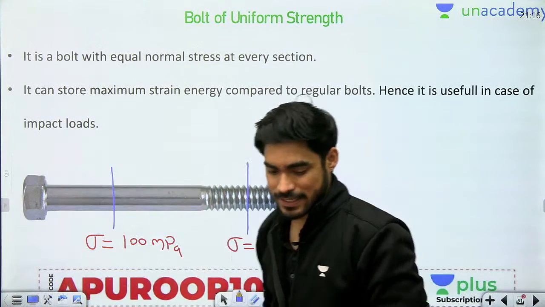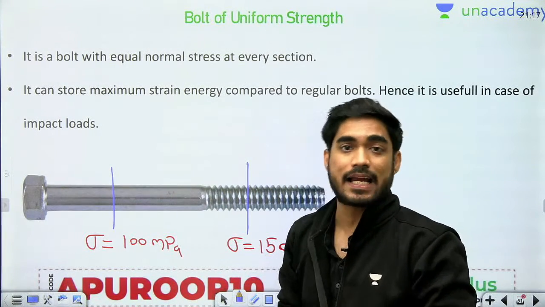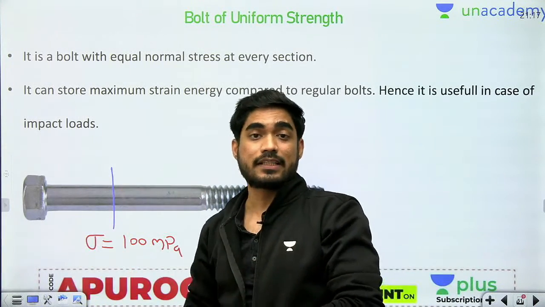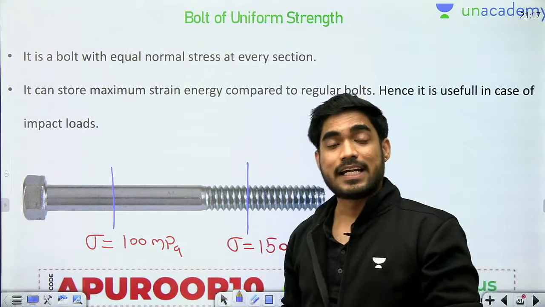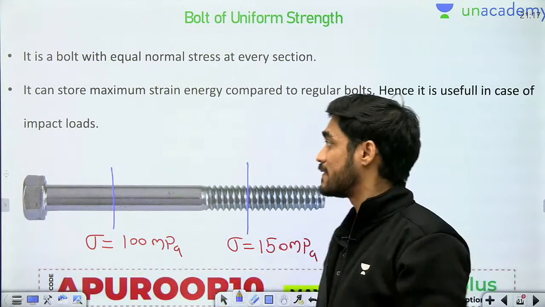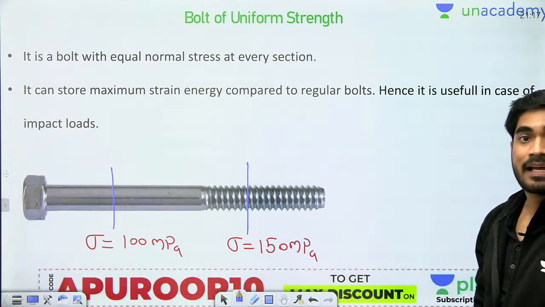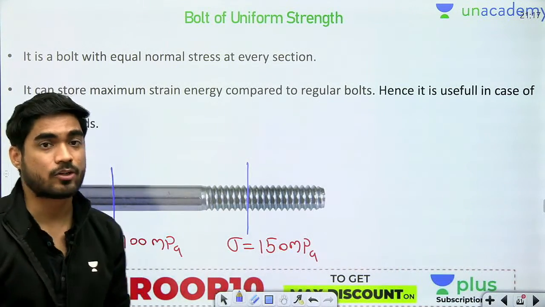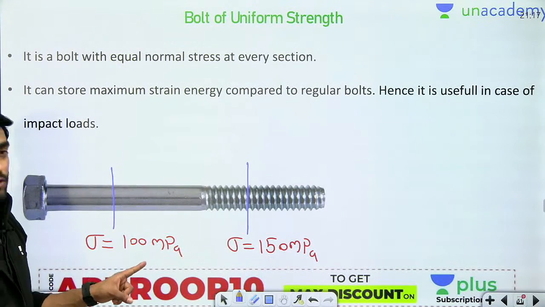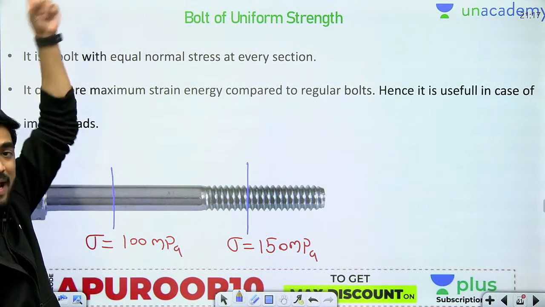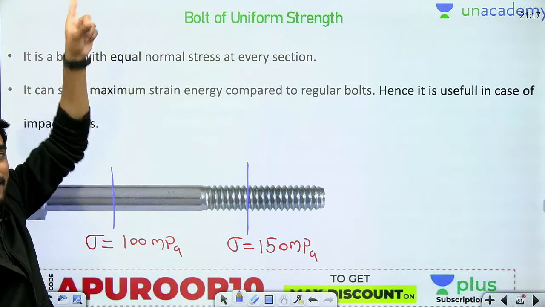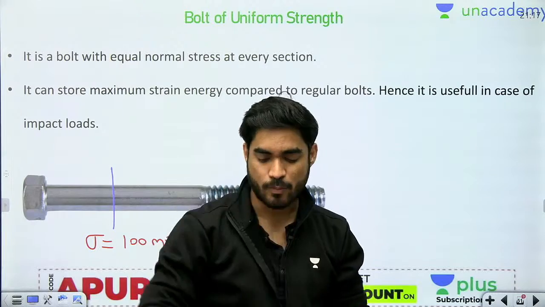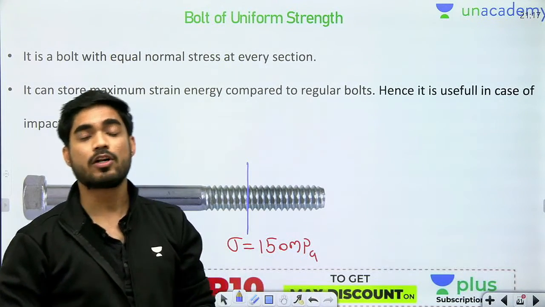बढ़ा दो अगर इस पार्ट के स्ट्रेस को भी 150, तो ये क्या बन जाएगा? This bolt will become a bolt of uniform strength, and in that case it will have maximum resilience. So a bolt of uniform strength has maximum resilience. Do you understand why we need to increase the stress in this part? So that this part will also absorb maximum energy. In that case, this bolt will become a bolt of uniform strength. So I hope this point is understood by every student of mine. What is a bolt of uniform strength?